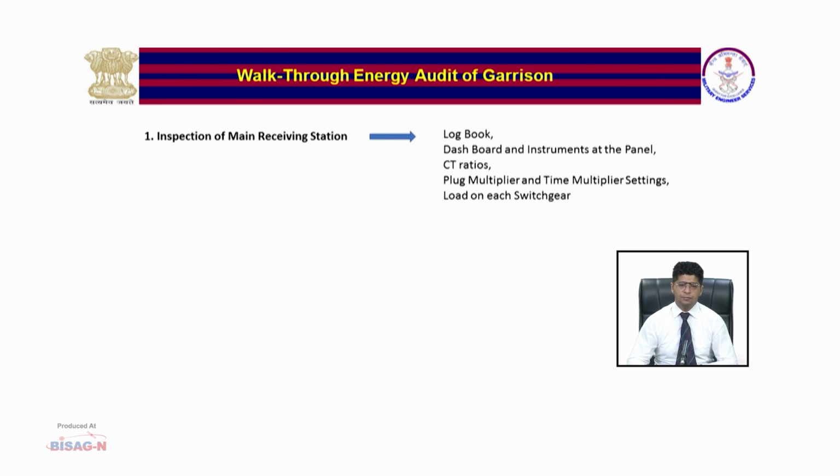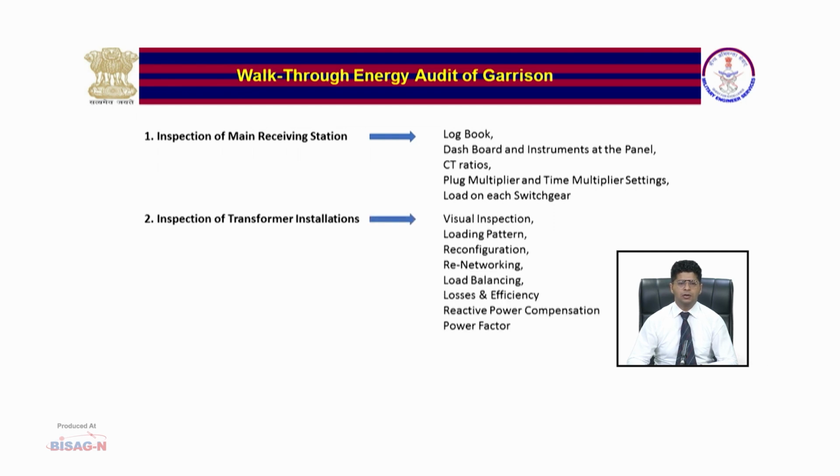Next step is study of transformer installation in the premises. This should include parameters like visual inspection of transformer, study of their loading pattern, reconfiguration, renetworking, load balancing, losses and efficiency, and possible suggestions to improve efficiency and life based on the life cycle cost. The audit scope will also include study of reactive power compensation, power factor improvement, and other system adjuncts in the transformer substation.